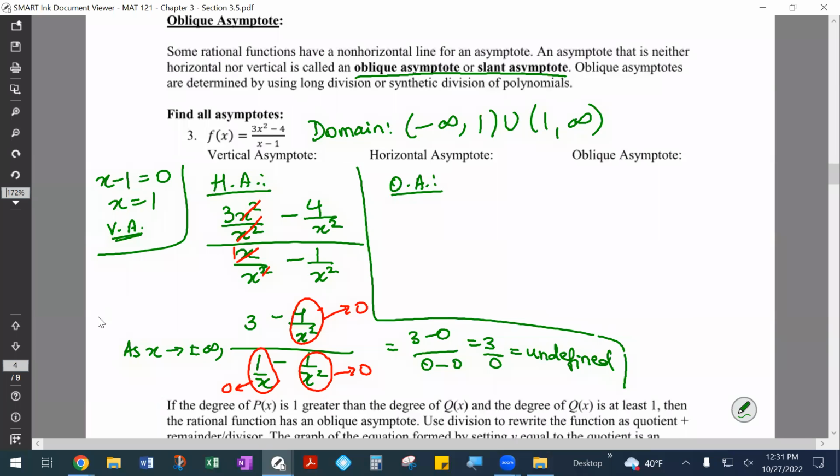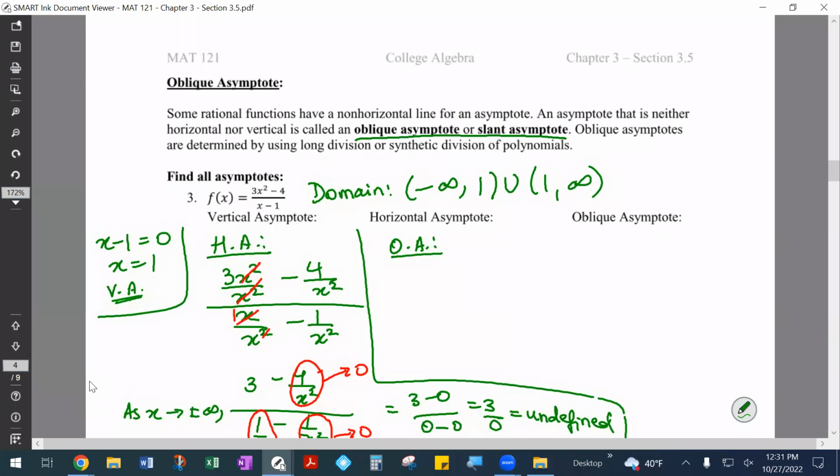Now for the oblique asymptote, they are telling us you will either use long division or you can use synthetic division. And as we saw, synthetic division works a lot better. So let's use synthetic division over here.